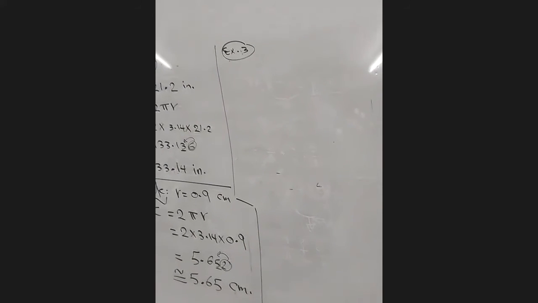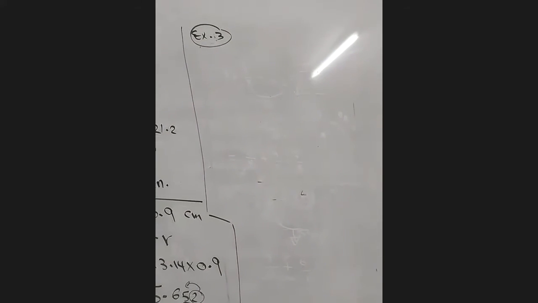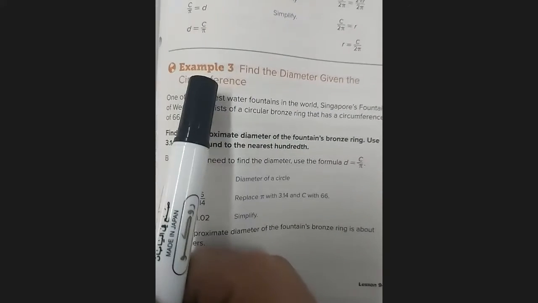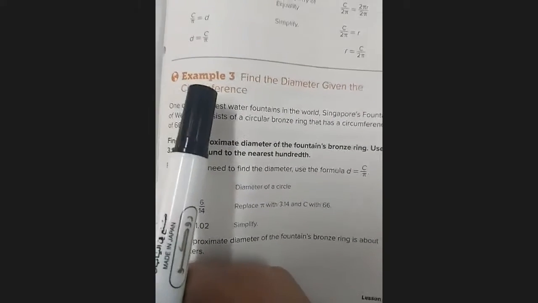Yazan, read example 3. Use circumference to find missing dimensions. You can use the formula for the circumference of a circle. Example 3. One of the largest water fountains in the world, Singapore's Fountain of Wealth, consists of a circular bronze ring that has a circumference of 66 meters.